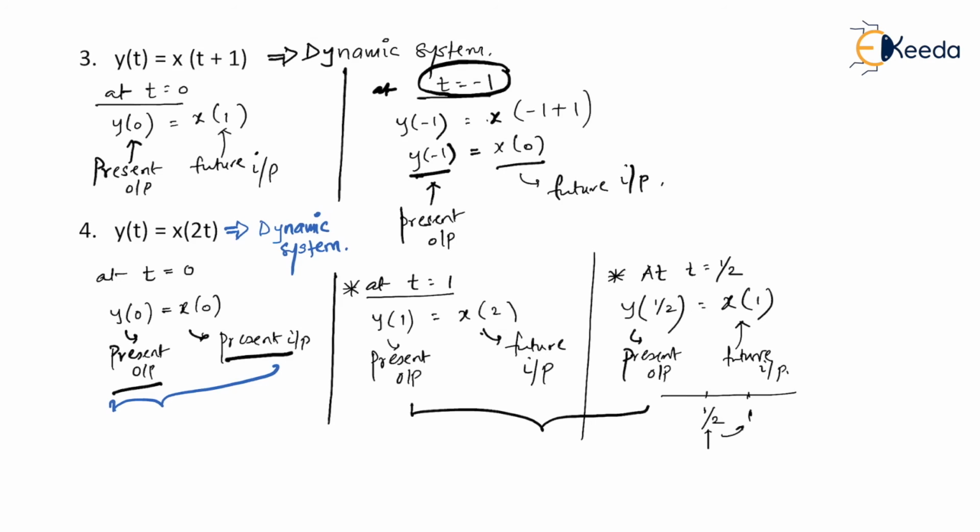It happens with students that they just try this example and then they see that the present output depends on present input, and they come to the conclusion that this is a static system, and everything goes wrong, right? So try with different time instants and try to identify whether it is a static system or dynamic system. Identifying static or dynamic is very easy, right?